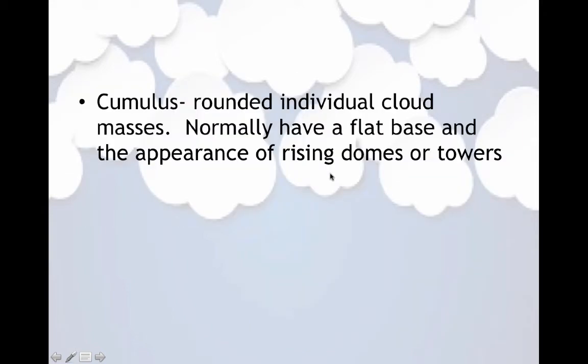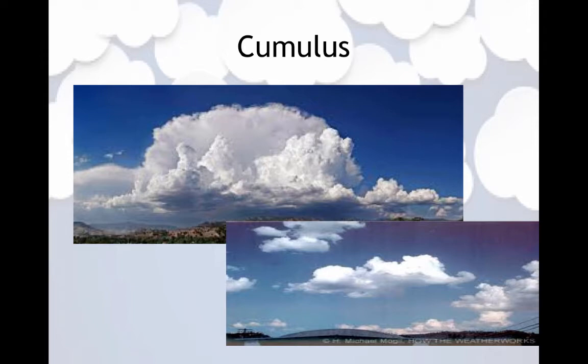Our next type of cloud is a cumulus cloud. Cumulus clouds are rounded individual cloud masses. They normally have a flat base and the appearance of rising towers or domes. They're frequently described as having a cauliflower structure. Here's some of our cumulus clouds. These are the ones that are great for making shapes out of clouds. This nice flat base and these big billowing upper parts.